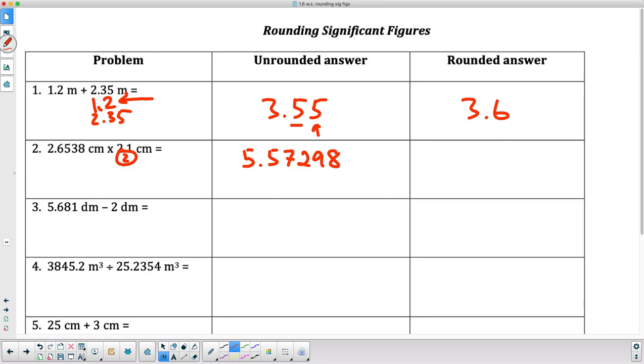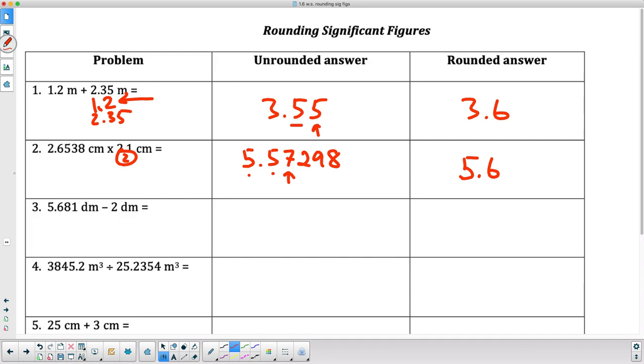When I multiply these two together, I get 5.57298. That's the calculator answer. Now the calculator doesn't know how many significant figures we should be rounding off to, but you do, because you counted 2.1, and there are 2 significant figures there. So I count 1, 2, and I check to see if it's 5 or higher, and it is, so I round off to 5.6, like that. That's how they all work.